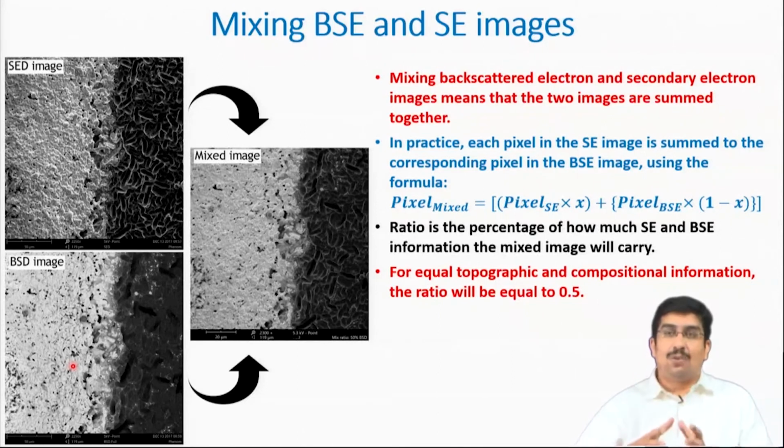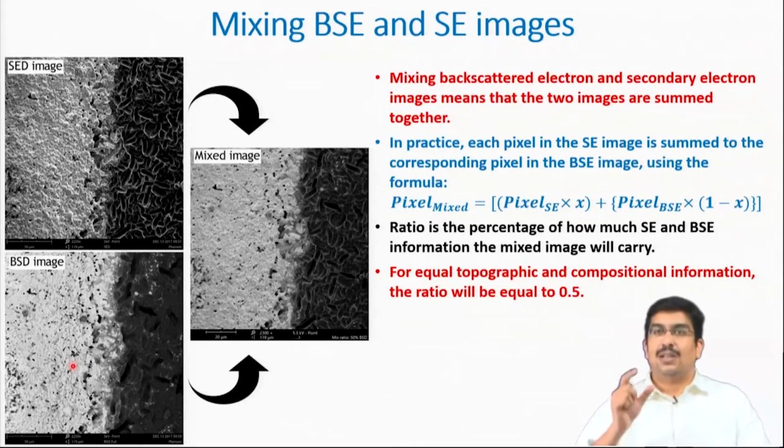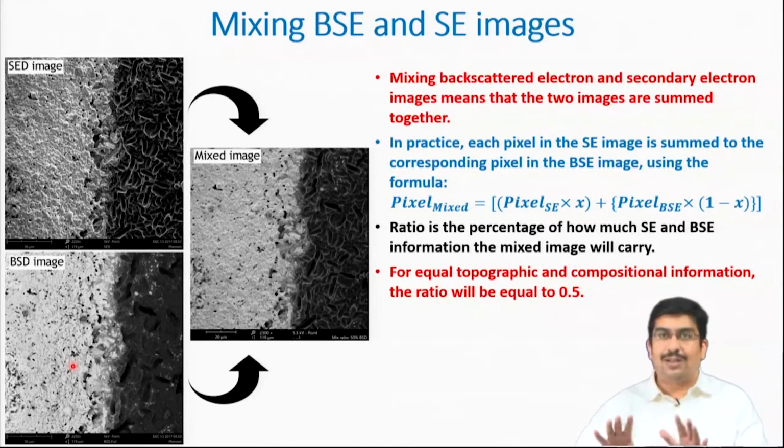So, the SE mode, as we said, gives you better topographic contrast with a better spatial resolution. That is the advantage of the SE image: better topographic contrast with a better spatial resolution than a BSE topographic image. But the BSE images are superior in the sense that they can give compositional contrast which the SE signal cannot give, or doesn't give that well. The SE signal does give it, but not as good as the BSE signal does.